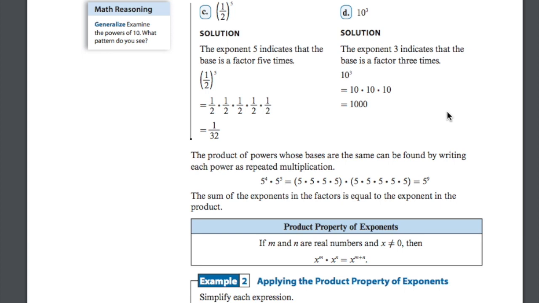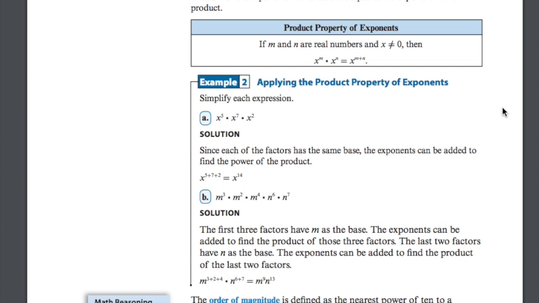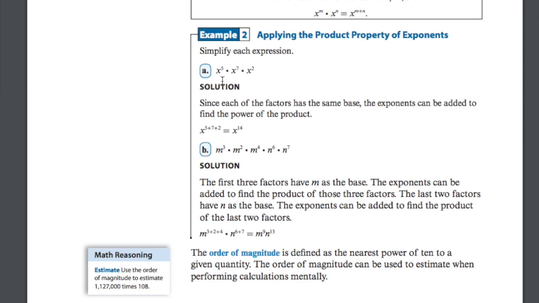See the pattern there. Now, our product property of exponents is based on those fundamental principles that we just practiced in example 1. The product property of exponents says that if you've got two sets of exponents that have the same base, see how it's x in each of the base portions of this equation, you actually can take those exponents up here, m and n, and you add them together. So when the exponents are being multiplied by each other, the exponents themselves up in the top actually get added together to give us our overall value for that exponent before we would then calculate. So here's the algebraic expression. In letter A, x to the fifth times x to the seventh times x squared.